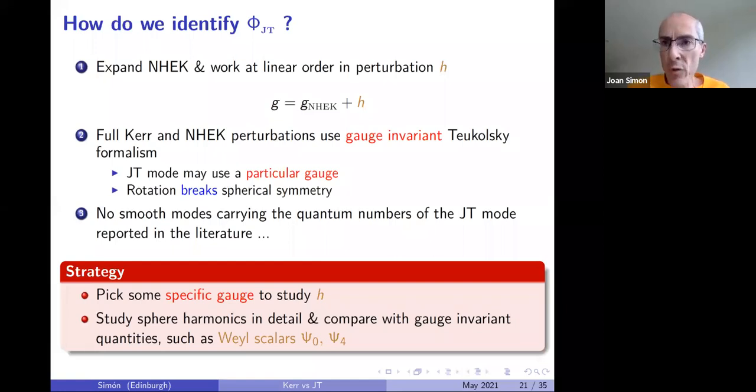I'm going to pick some specific gauge in order to describe fluctuations for the neck. And I will do as much as I can to identify all the possible perturbations in this neck and to relate them to gauge invariant quantities such as the Weyl scalars that appear in the Teukolsky formulation. And from that guidance, I will try to identify what the JT mode is, and then I will perform the gluing if I have time at the end of the talk. But if I don't talk about the gluing, I think I'm fine.